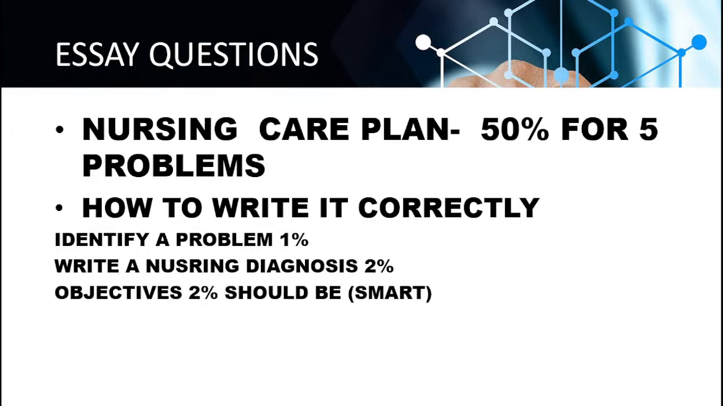Objectives. Objectives should be SMART, ladies and gentlemen. By SMART, S stands for specific, M stands for measurable, A for achievable or attainable, R is for realistic, and T is for time bound. Okay, so for example, our problem was ineffective airway clearance related to a depressed respiratory center. Our goal is going to be the patient will have effective airway clearance within 20 minutes of nursing care.